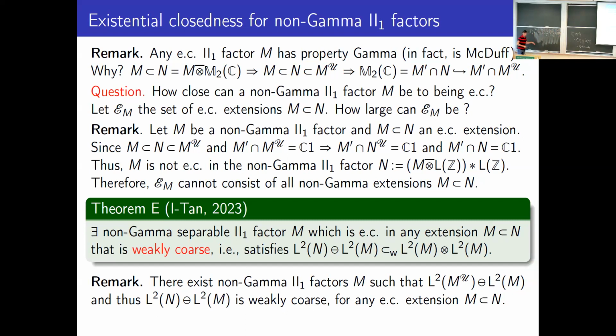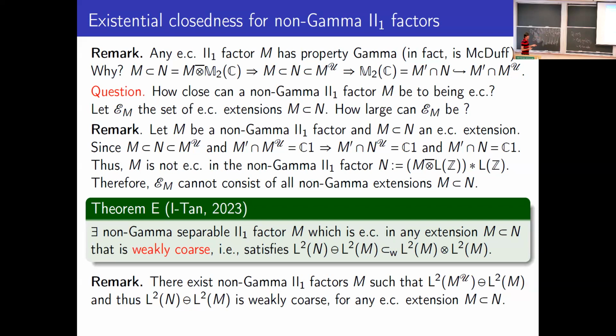So there are II1 factors M such that this is the case, but of course, if M is existentially closed in N, then I can realize N inside M to the U. Of course, L2 of N minus L2 of M will be a sub-bimodule here, so it will be weakly contained in the coarse bimodule. So this tells you that there are non-gamma II1 factors such that any existentially closed extension is weakly coarse. So you couldn't expect much better than in the theorem.